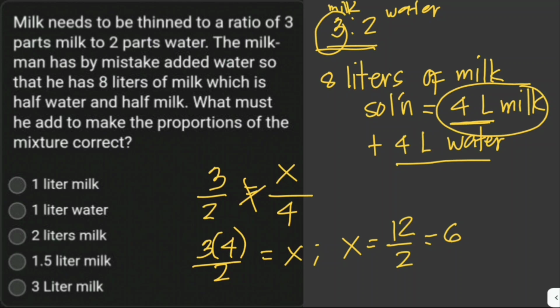Therefore we need 6 liters of milk to get a ratio of 3:2. So that is 6, it should be 6:4. But we already have 4 liters of milk here, so we only need 2 liters more of milk to be added to make the proportions of the mixture correct. So the answer here is 2 liters of milk.